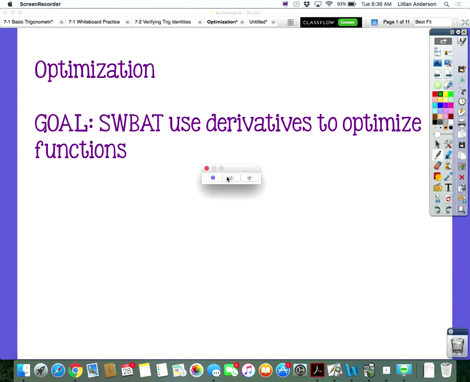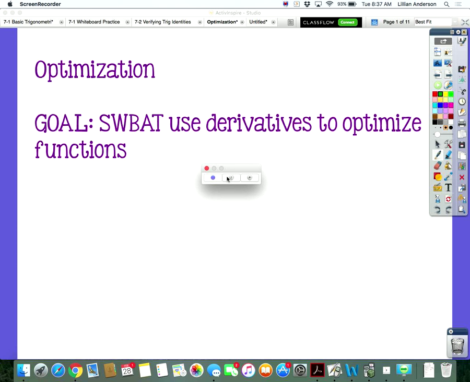All right, today we are talking about optimization. Optimization is basically the process in which you are finding the maximum or minimum value of a function. We're going to be able to use derivatives to optimize these particular functions.